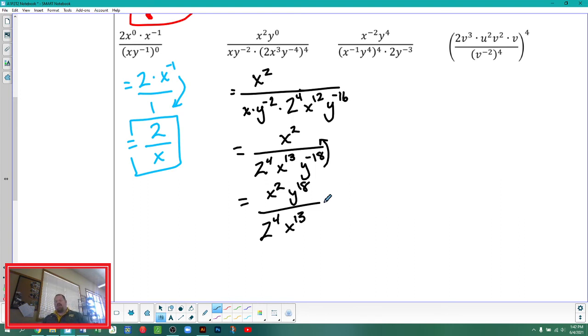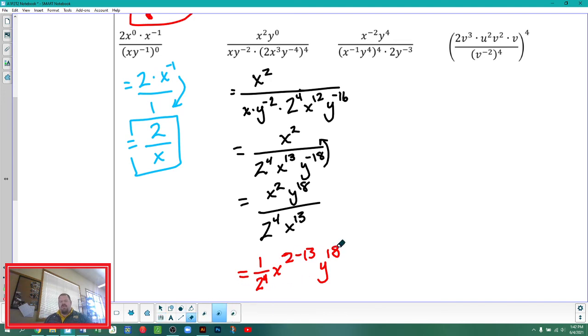Now here's a little trick. So this is important. If I were to do this correctly, or the right way that it wants me to do it, I would have 1 over 2 to the 4th. My x's would be to the 2 minus 13, and then y to the 18th. But this is going to give me a negative because 13 is bigger than 2.